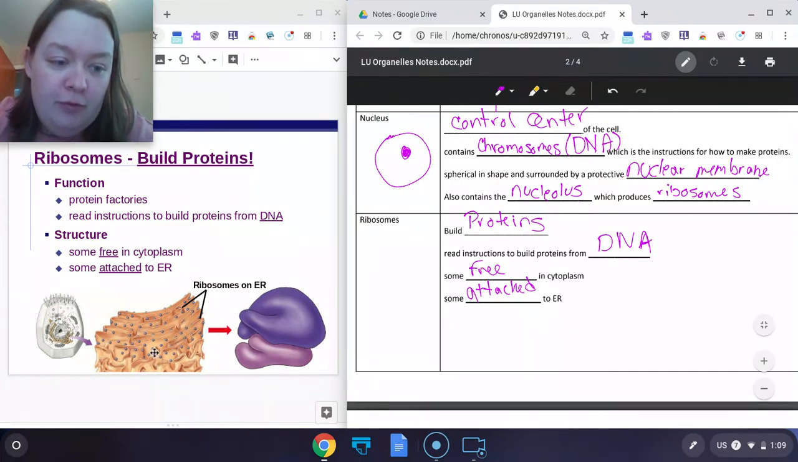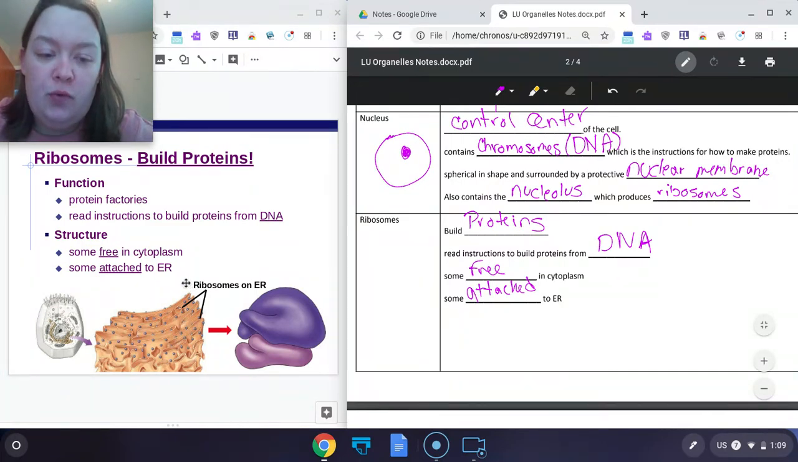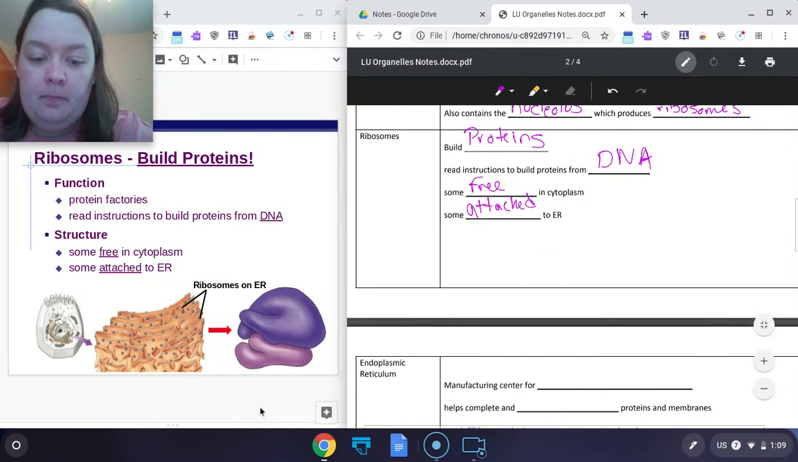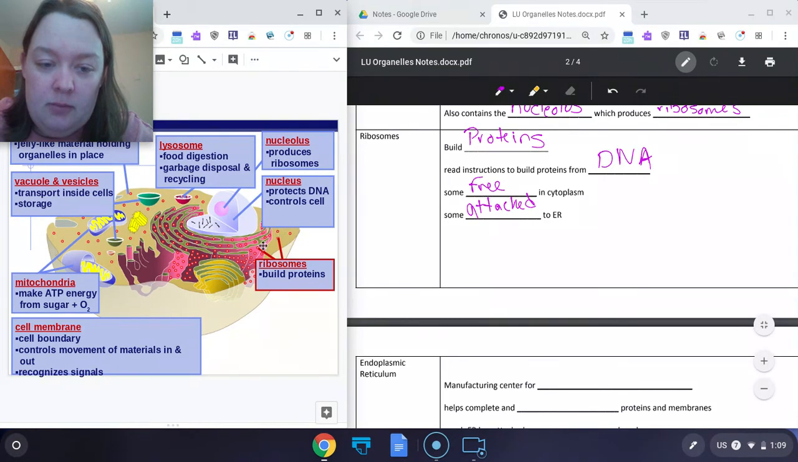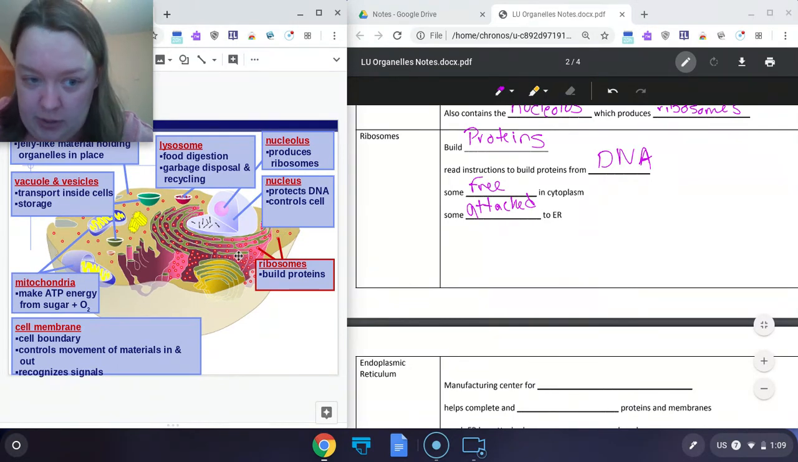So there are some floating around in the cell, which are free, but you can also find them attached to the ER. So these little dots all over the ER here, these are ribosomes. So we have here some ribosomes floating around in the cytoplasm, and then we have them also attached to the ER here.